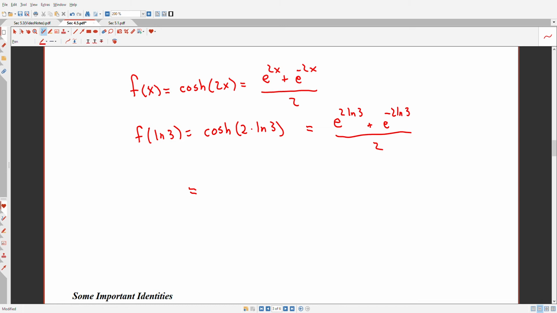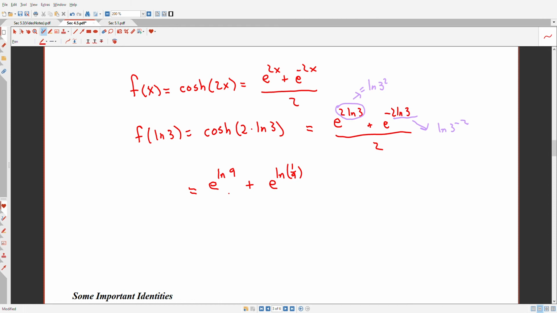What I'm going to do is say, hey, this 2 natural log 3, I can use a power rule and say that's equal to the natural log of 3 squared. And this one here, that's equal to the natural log of 3 to the negative 2. So by using that power rule, I can rewrite the top left portion of the numerator as e to the natural log of 9 plus, and then over there I'm going to have e to the natural log of 3 to the negative 2, which is 1 over 9. And all of that is over 2.